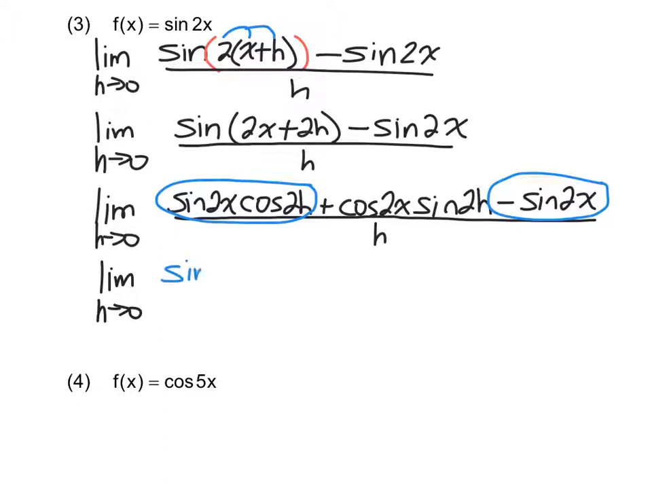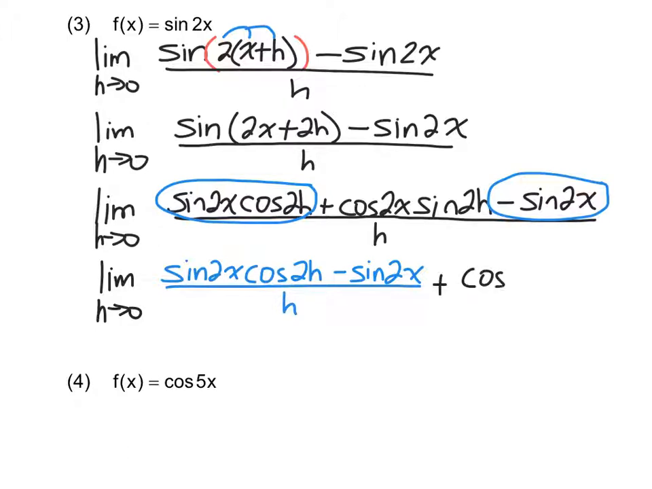So sine 2x cosine 2h minus sine of 2x, I'm going to put that over an h. Then we're going to have plus cosine 2x sine 2h also over h. All right, so we just have to make some minor adjustments here and we'll have it.